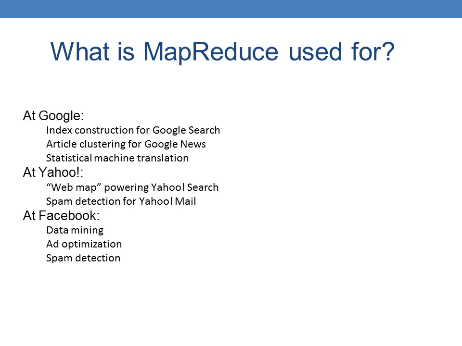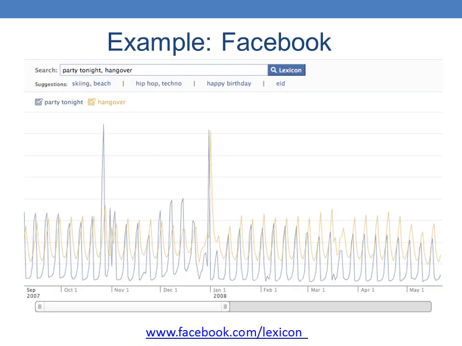What is MapReduce used for? At Google: index construction for Google search, article clustering for Google News, statistical machine translation. At Yahoo: web map powering Yahoo search, spam detection for Yahoo Mail. At Facebook: data mining and optimization, spam detection.